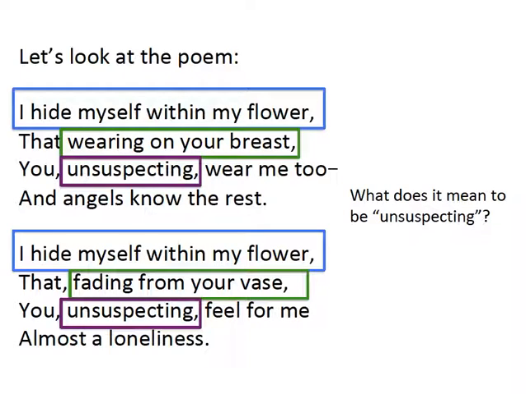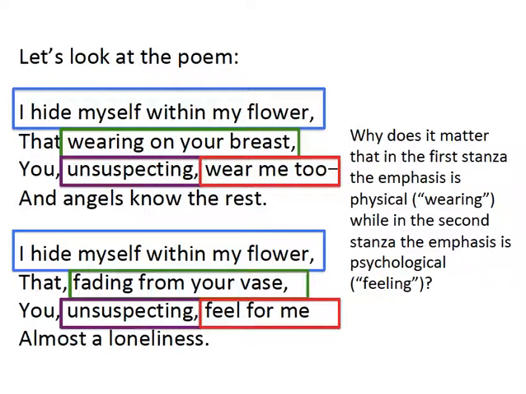In the third line, we see the same use of the same word, unsuspecting, so we're going to ask ourselves, what does it mean to be unsuspecting? And significantly, how should we understand that term as connecting these two stanzas, given that we've just seen two different understandings of what the flower signifies? We see another difference here in the red box. The first stanza talks about wearing the flower. It's a physical connection, while in the second stanza, Dickinson mentions feeling for the flower, i.e. it's a psychological point of emphasis that Dickinson is developing.